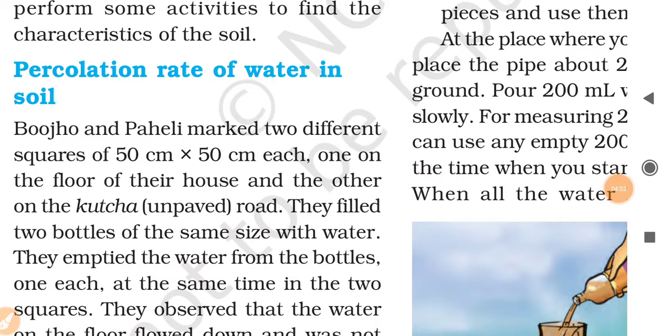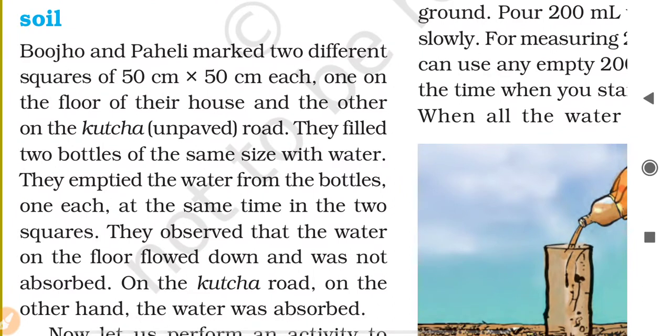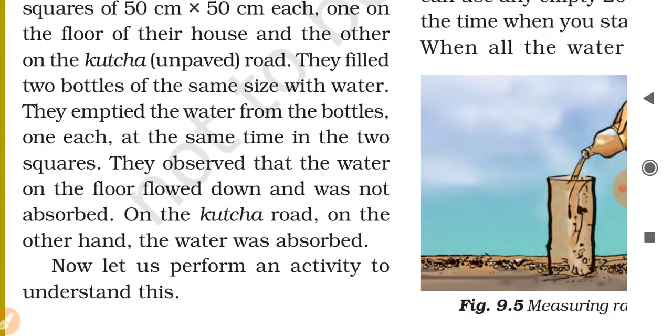Percolation rate of water in soil. Pujo and Pehli marked two different squares of 50 by 50 centimeters each. One on the floor of their house and the other on a kacha road, an unpaved road, which is not tarred. They filled two bottles of the same size with water and emptied them, one each at the same time, in the two squares.